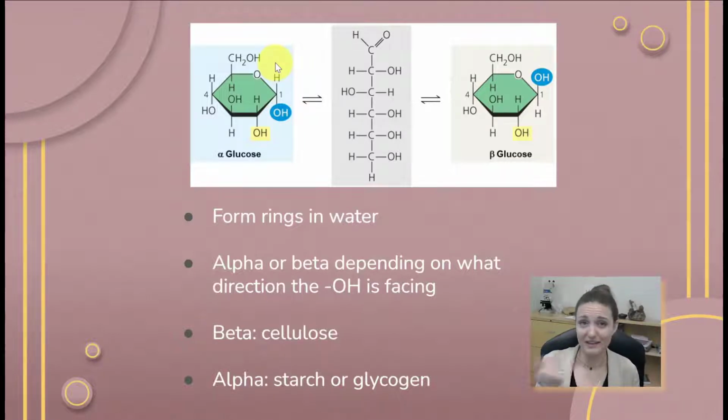Starch is found in plants, glycogen is found in animals. Talk about that in a minute. But alpha glucose, our cells are like, yep, I know what this is, I can handle it, I can break it down, and we can get energy out of it. Okay, so just that slight difference in where that hydroxide group is facing on that first carbon makes it so our cells can or cannot interact with it.